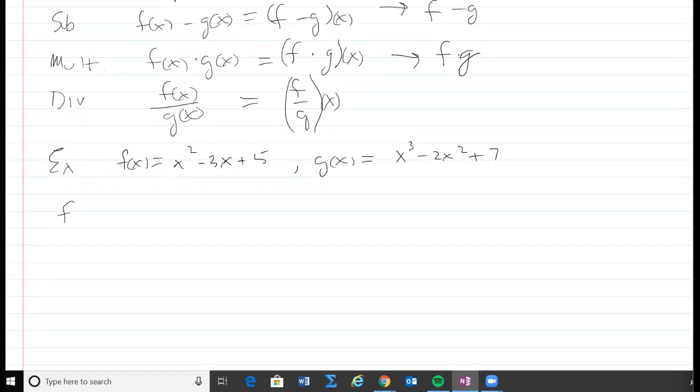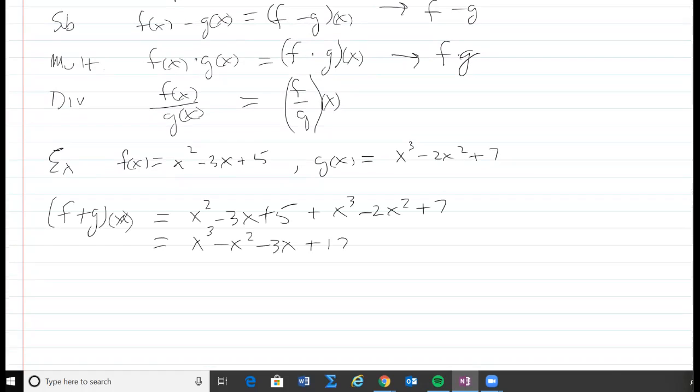Let's go for the f plus g of x. Well, that will just be x squared minus 3x plus 5, plus x cubed minus 2x squared plus 7. If you can simplify, you do so. So I will. This will be x cubed minus x squared minus 3x and then plus 12. That's it.